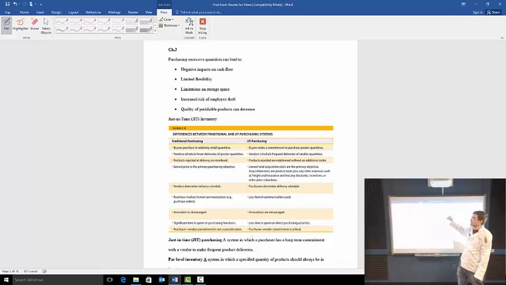If you remember in class, we did an example where I took money out of my wallet and we passed it around, and we saw how quickly my wallet became empty when I bought too much food. We want to avoid that. We also have limited flexibility, and that's largely because of the negative impacts on cash flow. And then we have limitations on our storage space.